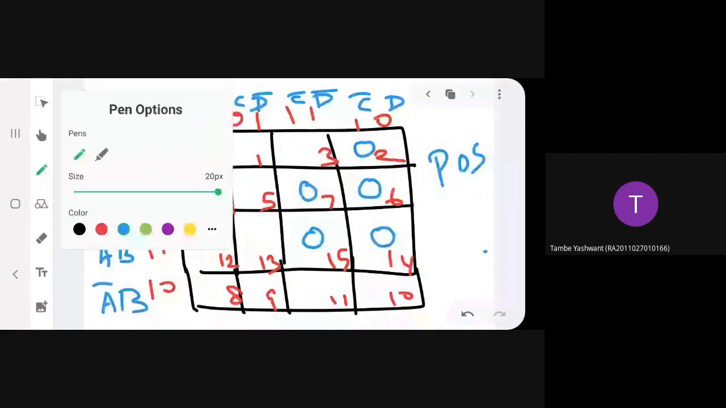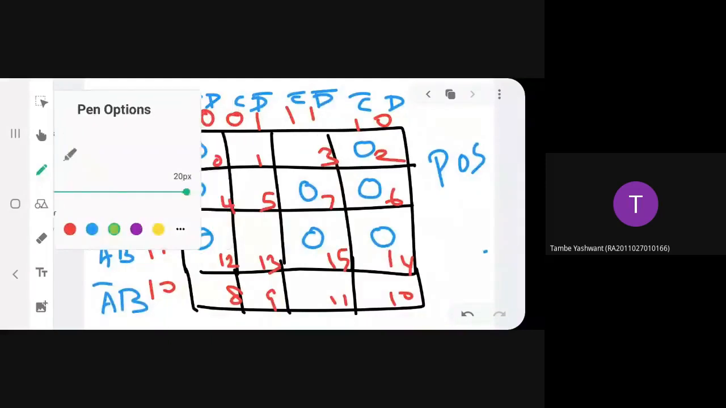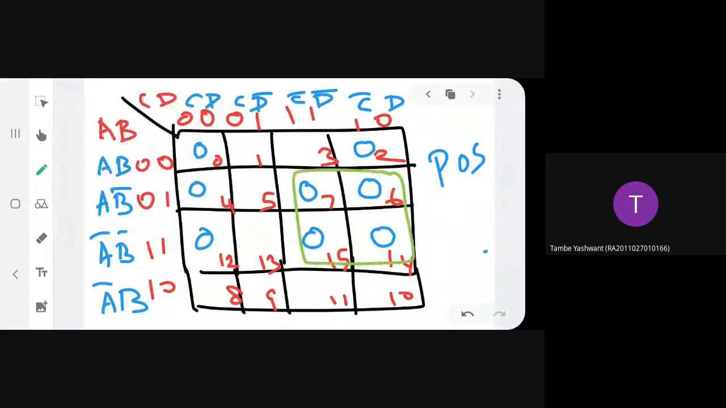So I will use a different color. I am having one combination of zeros that I can group. So two, what will be six, the equivalent expression that I will have for this combination, the green color grouping?